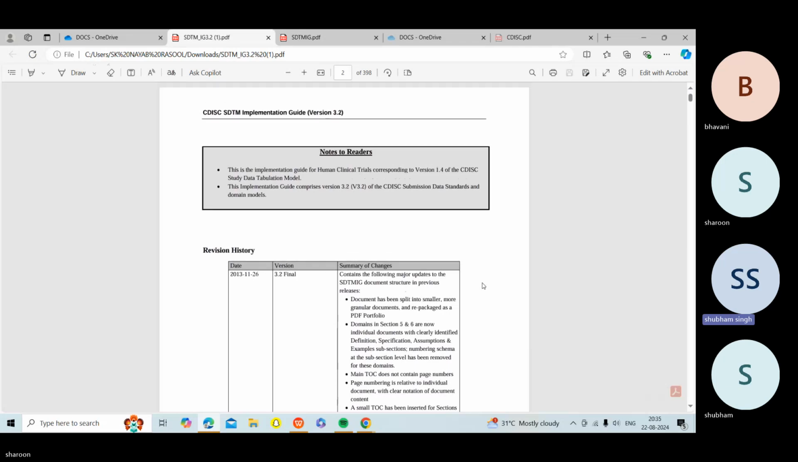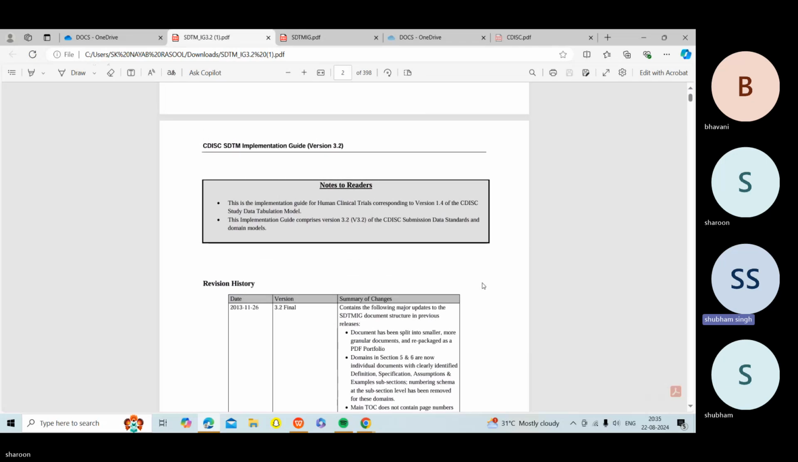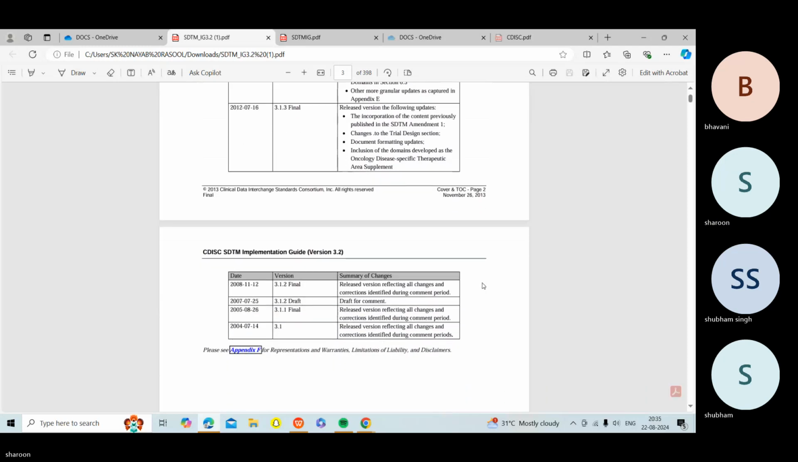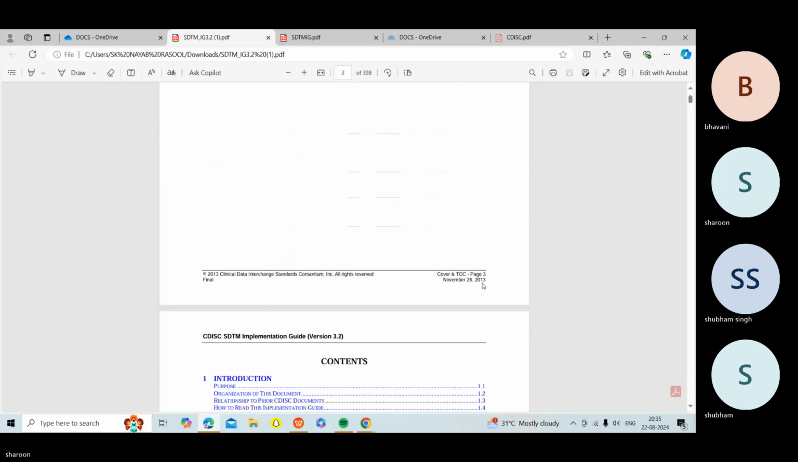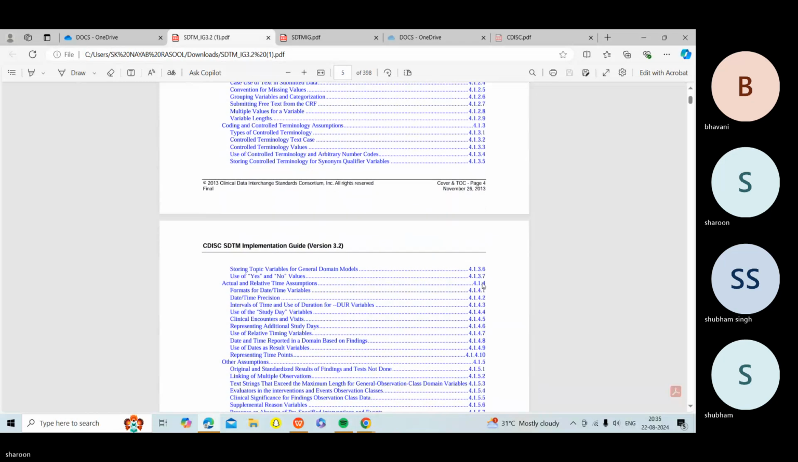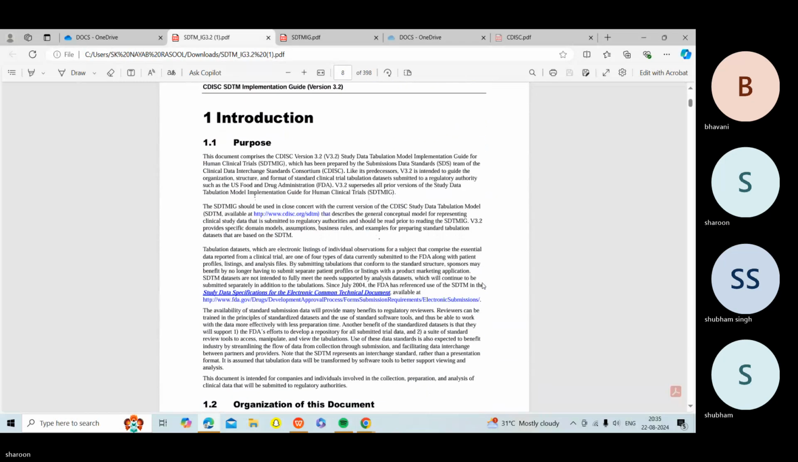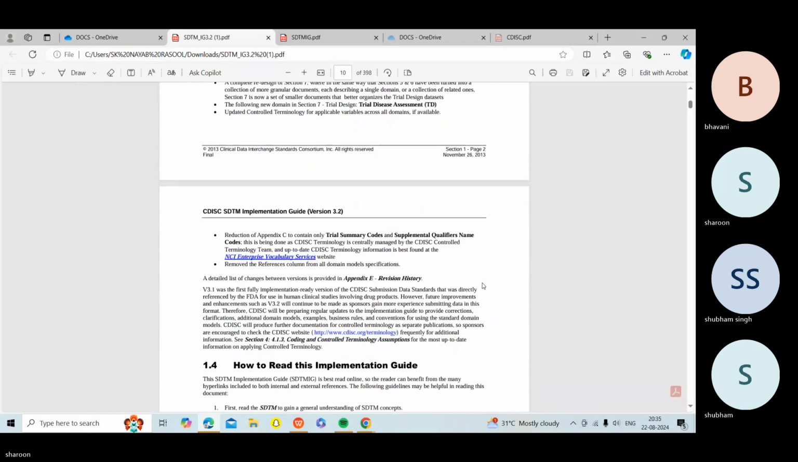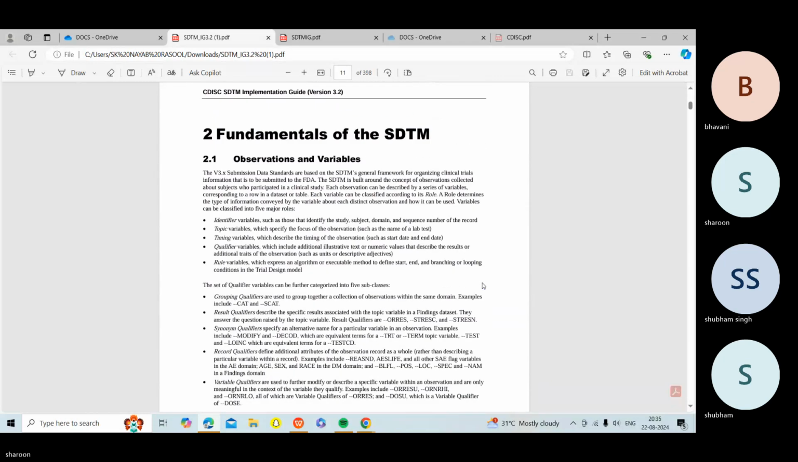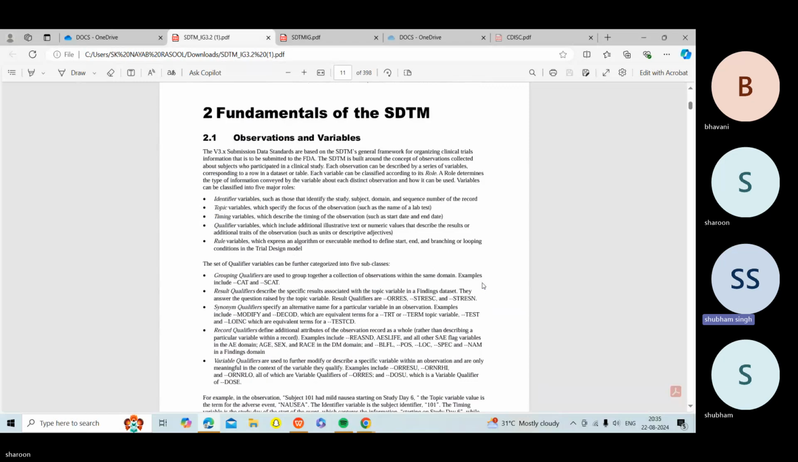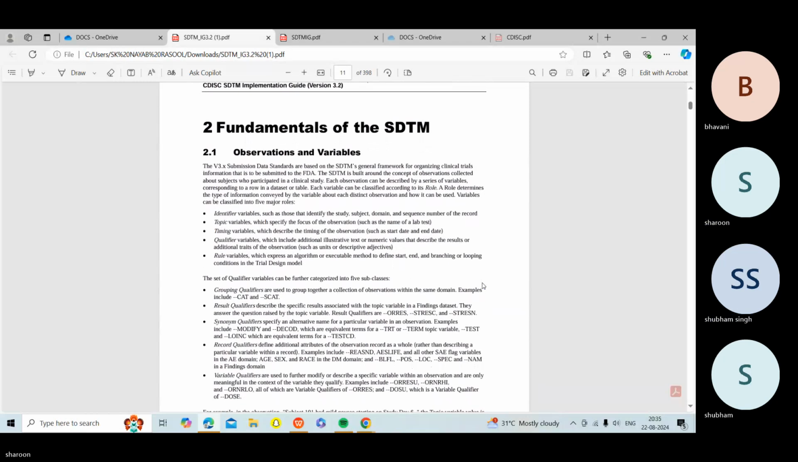Now, guys, the document we are seeing is the official document created by CDISC. You don't need to read the whole document. I'll tell you what things you can read. Scroll down. Yeah, here, fundamentals of SDTM. Go to the first, read the first para, Sharon.